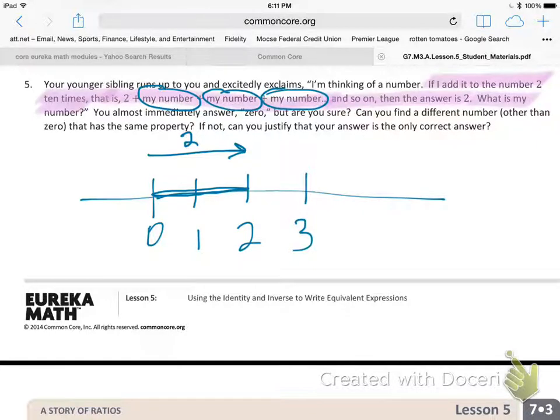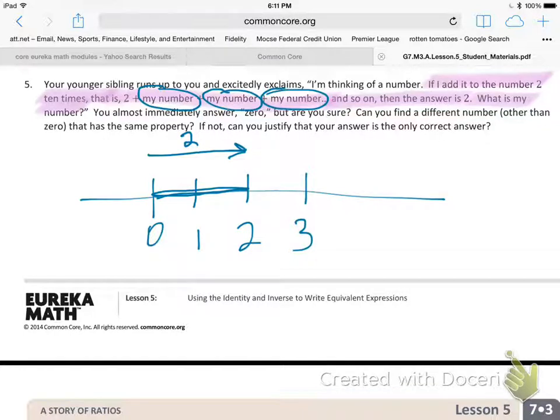Let's say that number was 1. It's going to go to 3, and then 4, and then 5, and so on. So let's just cut to the chase and say no. 0 is it. 0 is the king or queen when it comes to maintaining a number. That's what we call the identity property of 0.